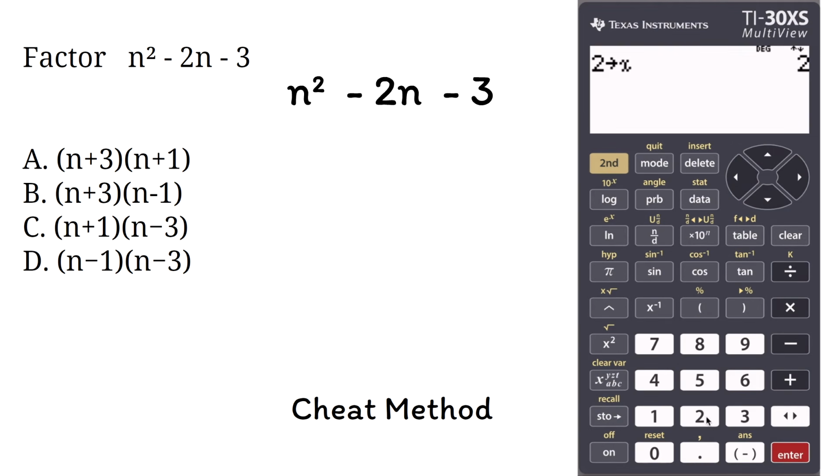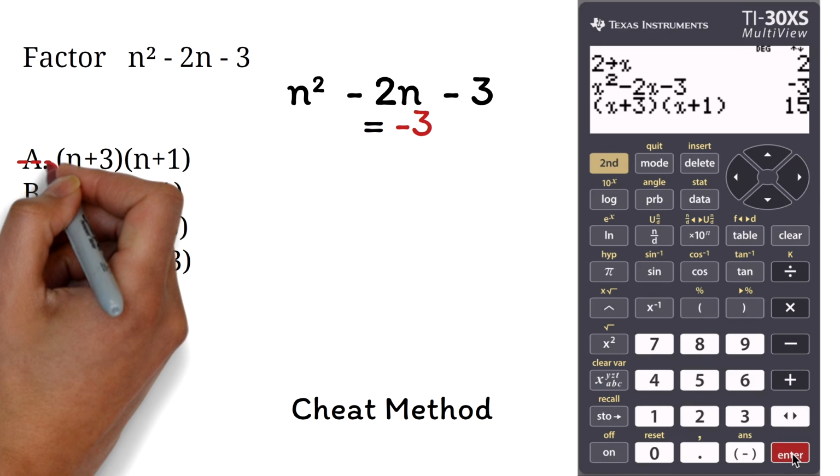Now we type our equation, replacing the n with x. We have x squared minus 2x minus 3. Then we press enter. This gives us -3. Let's look at option A. Option A is open parenthesis, x plus 3, close parenthesis, open parenthesis, x plus 1, close parenthesis. Then we press enter. This gives us 15. Since we didn't get -3, option A is not the correct answer.